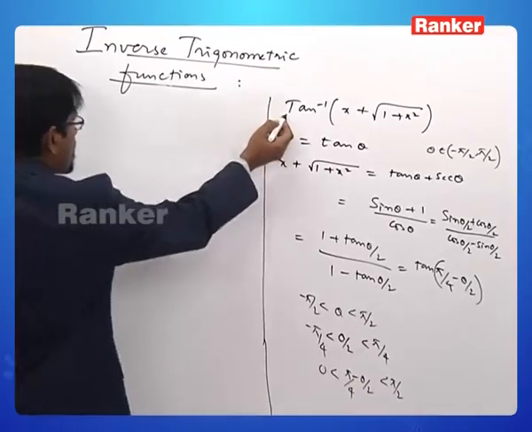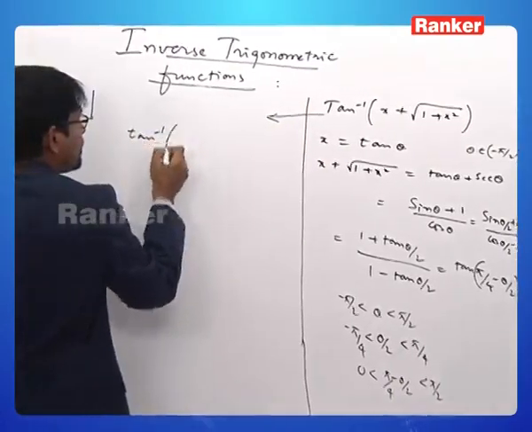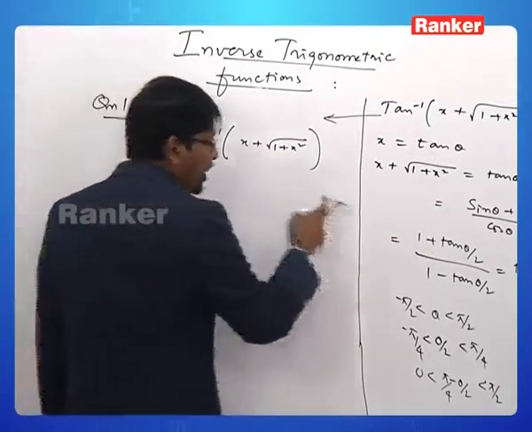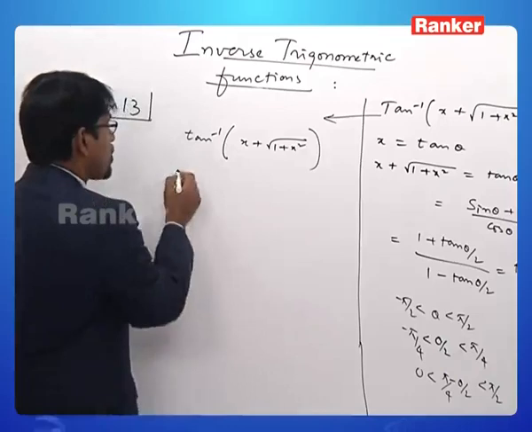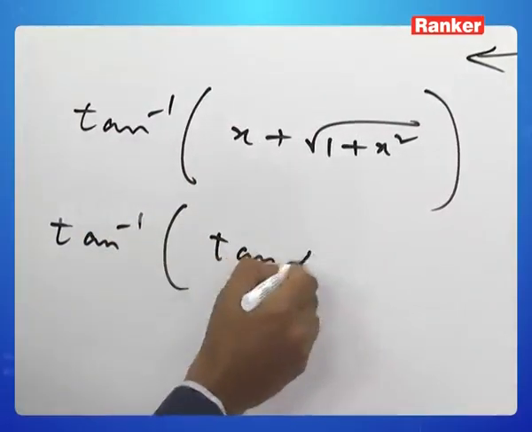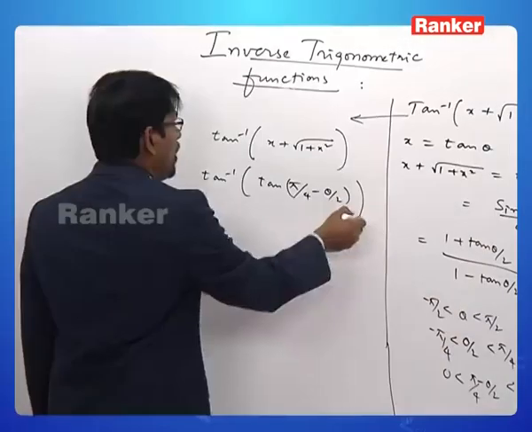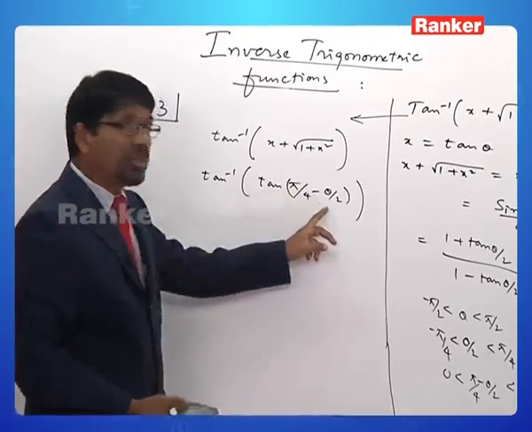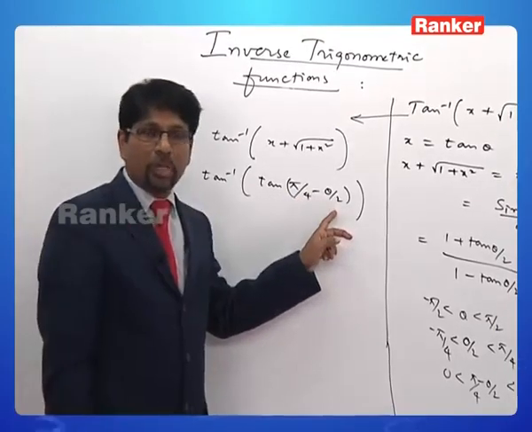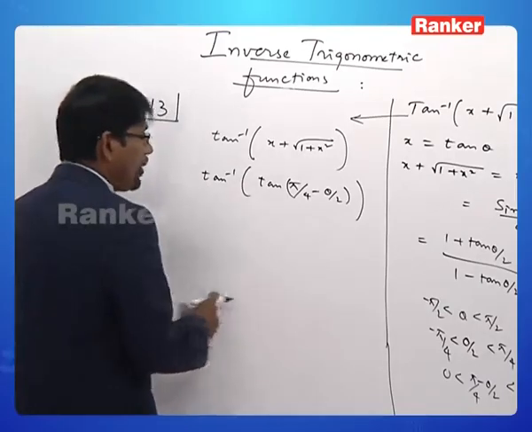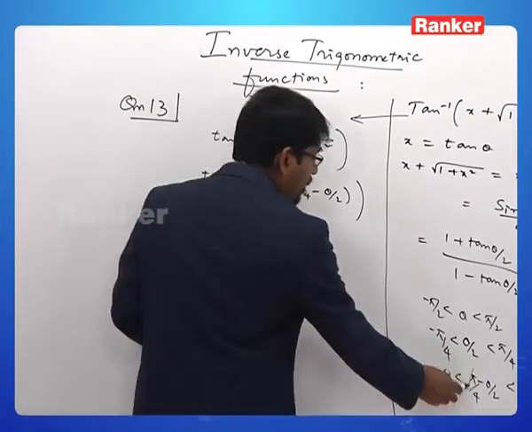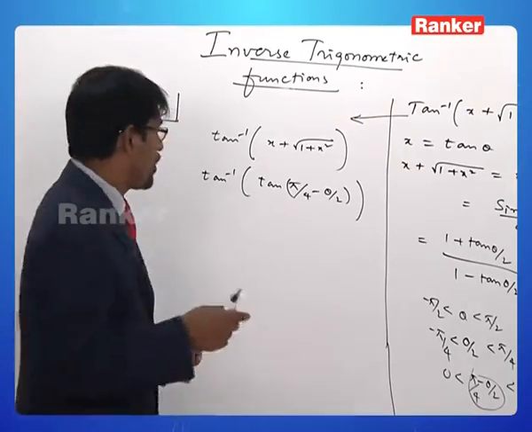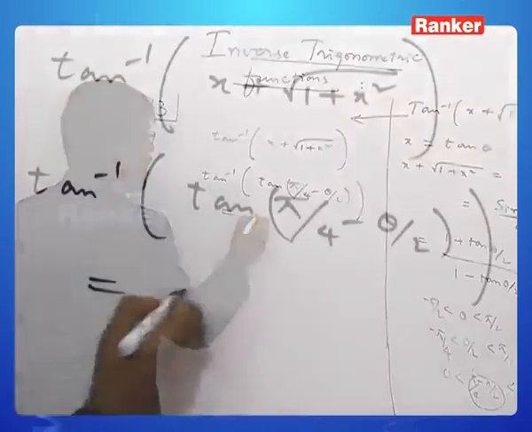So now let's get back to this question here. What we wanted was tan inverse of x plus root over 1 plus x square. What did that x plus root 1 plus x square come out to be? Tan of pi by 4 minus theta by 2. So this becomes tan inverse of tan of pi by 4 minus theta by 2. Whenever you have tan inverse of tan of something, if that input lies in the principal domain, we can simply cancel it out. Is it in the principal domain? Yes, pi by 4 minus theta by 2 is between 0 and pi by 2, so it is between minus pi by 2 to pi by 2. And hence this will be pi by 4 minus theta by 2.